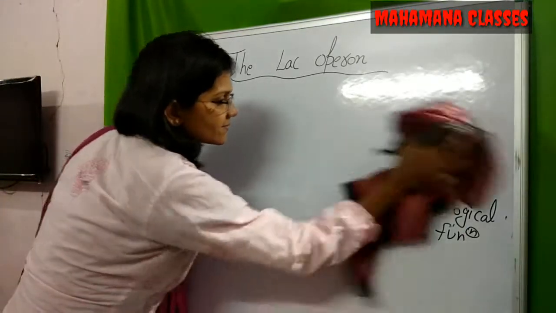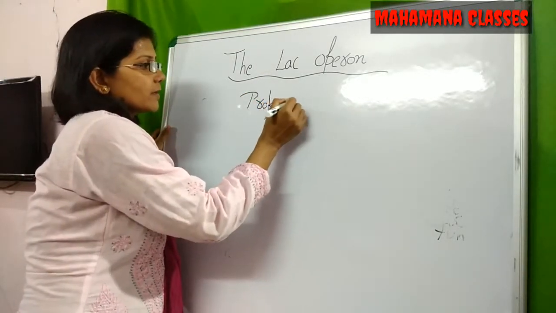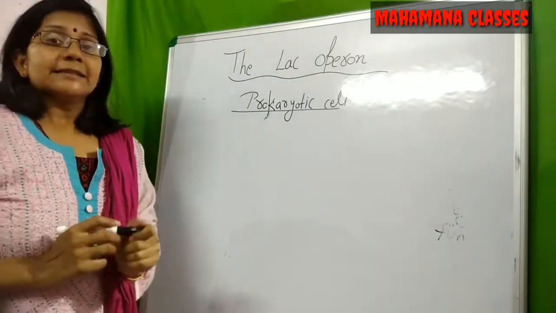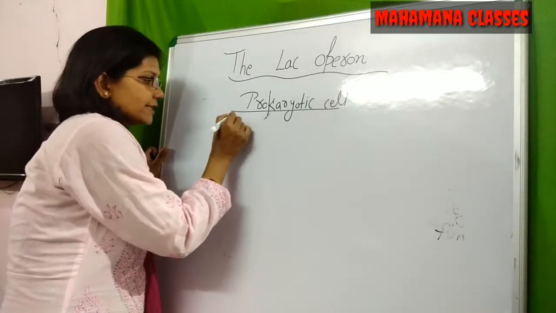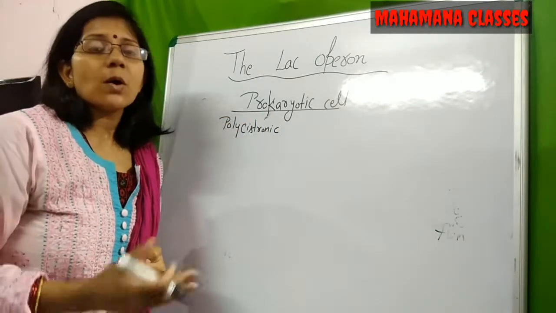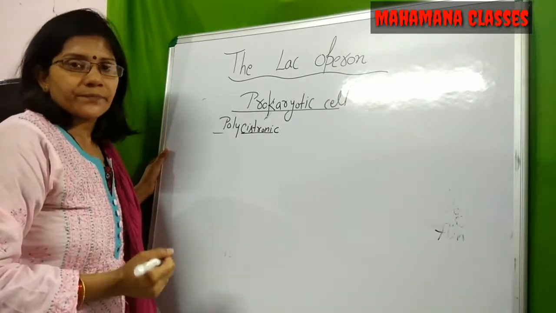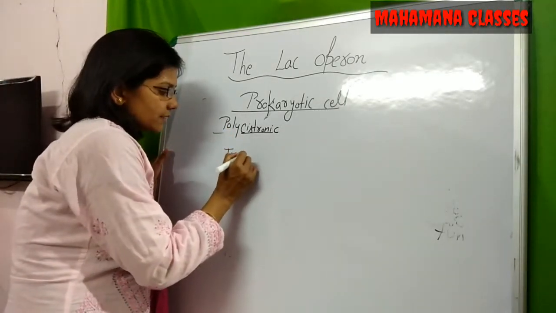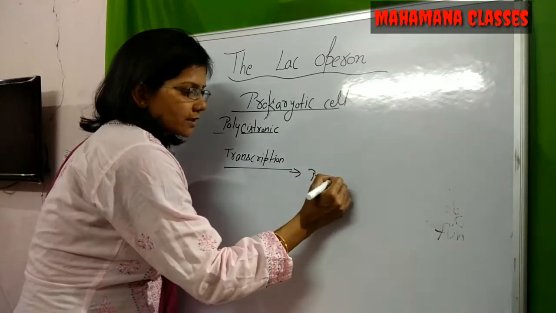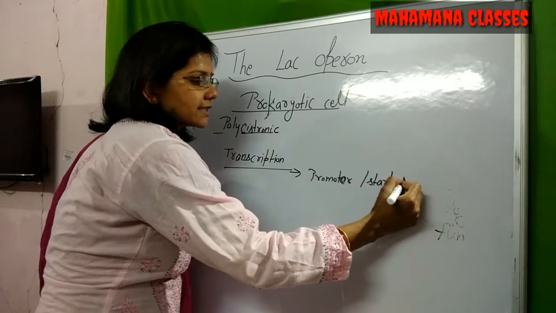In the prokaryotic cell, most of the genes are polycistronic. What is it? Polycistronic means one gene can express or form more than one type of protein. So for their regulation, as we have known, there is a transcription unit having a start site which is known as the promoter, or start site. We have discussed it earlier.